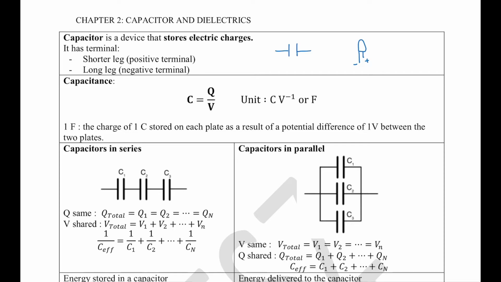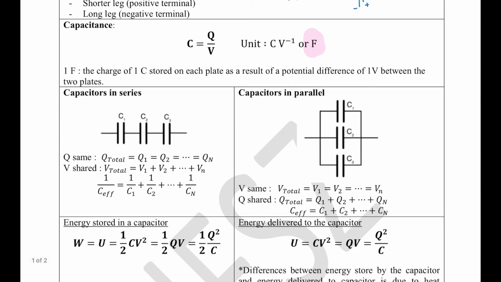Okay, so first equation kita ada, that is capacitor. The device name is capacitor. So dia adalah capacitance. Capacitance C equal to Q over V. The unit will be coulomb per volt ataupun farad. So if your answer dalam exam, dia bagi farad lah, kita guna coulomb per volt. Mesti guna farad. So definition, 1 farad is a charge of 1 coulomb stored in each plate as a result of potential difference of 1 volt. 1 farad sama dengan 1 coulomb per 1 volt.